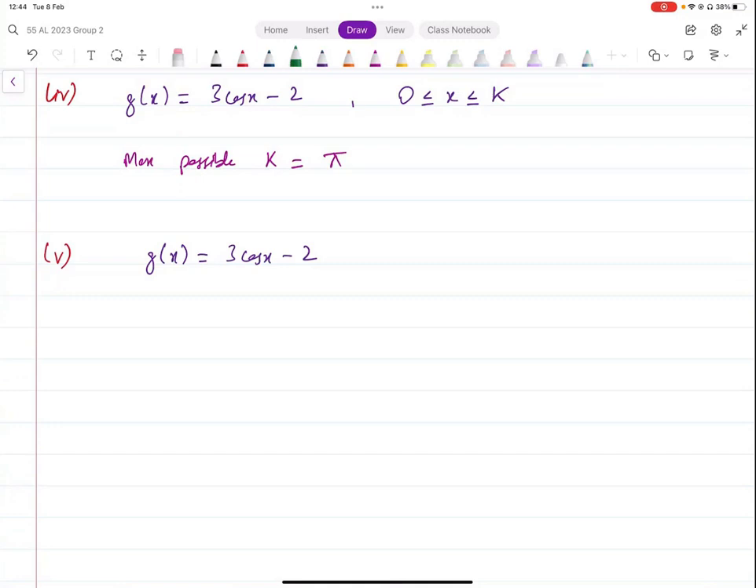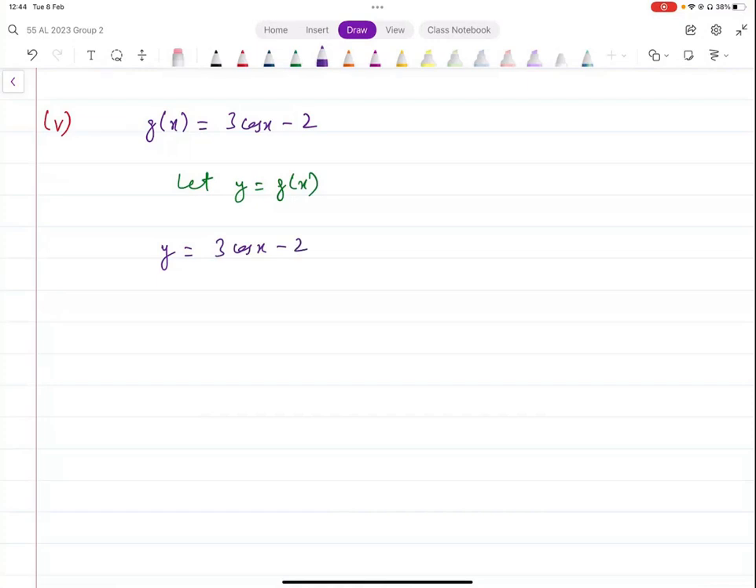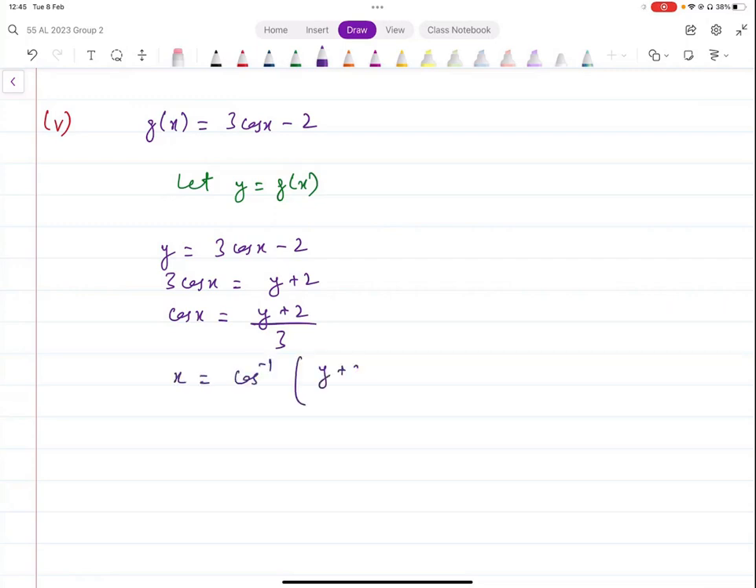Again, what do we have to do for inverse? We have to make x the subject. So we say let y equal g of x. And that gives us y equals 3 cos x minus 2. And 3 cos x equals y plus 2. Cos x equals y plus 2 over 3. And then you just take cos inverse on the other side. Cos inverse of y plus 2 over 3.